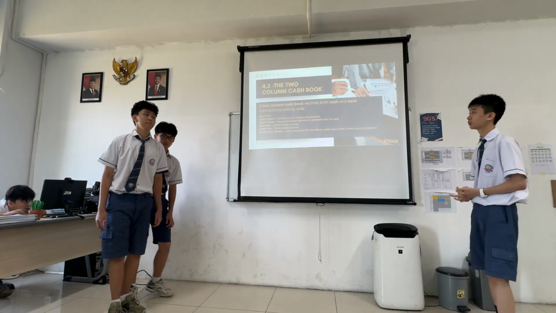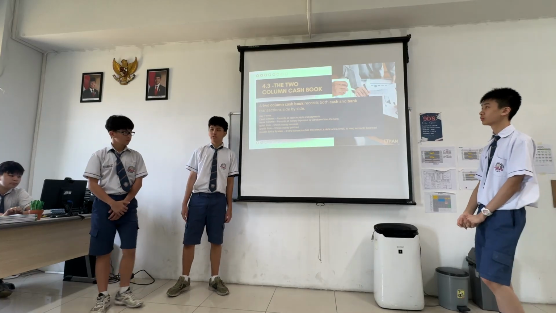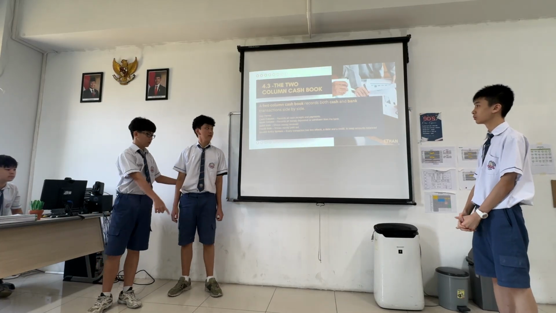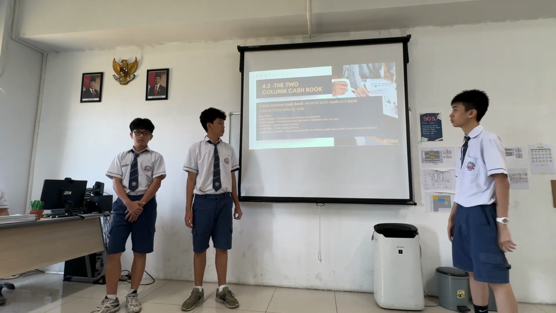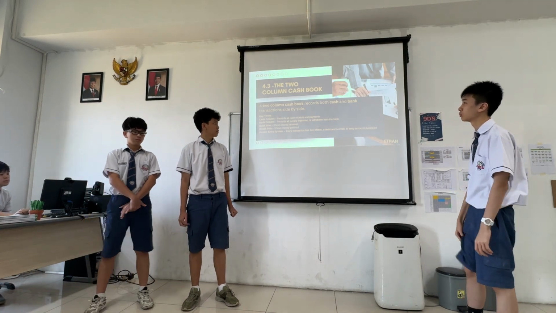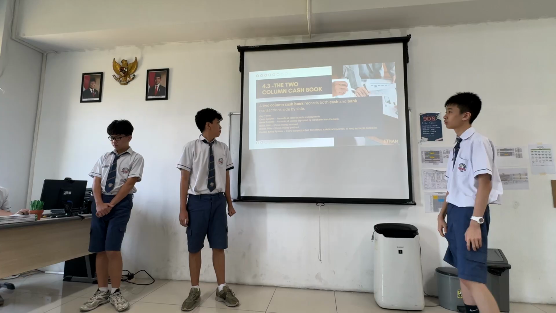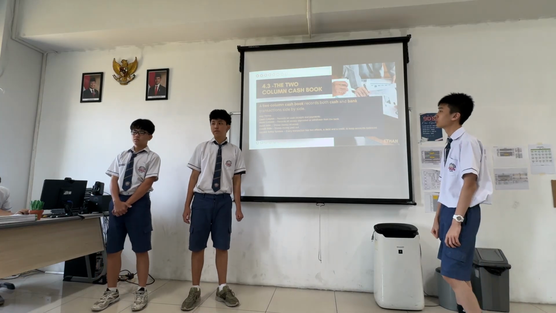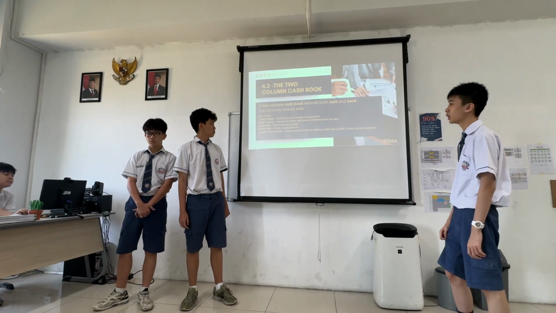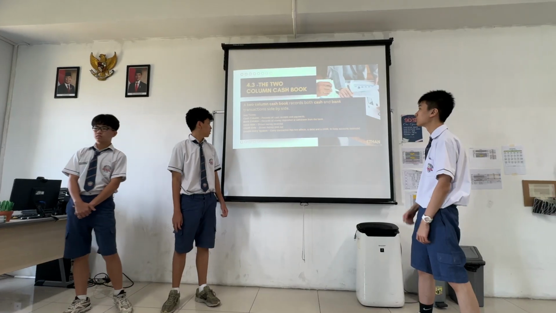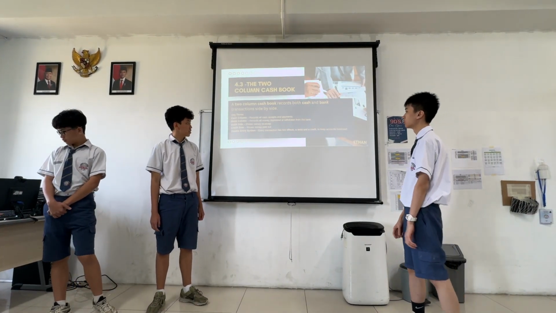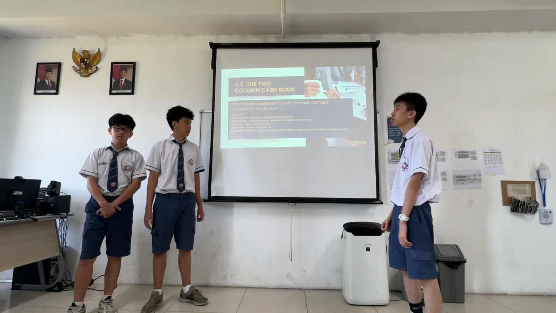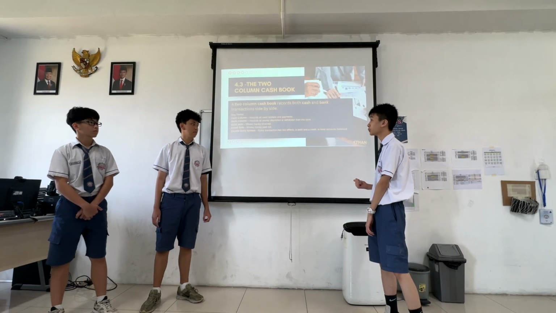4.3, two-column cash book. A two-column cash book records both cash and bank transactions side by side. Key terms: the cash column records all cash receipts and payments. The bank column records all money deposited or withdrawn from the bank. The debit side shows money received. The credit side shows money paid out. In the double entry system, every transaction has two effects, a debit and a credit, to keep accounts balanced.